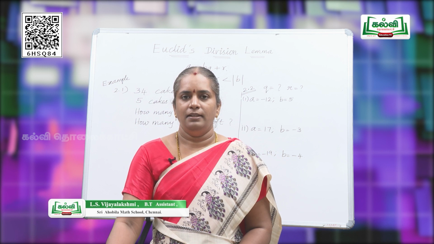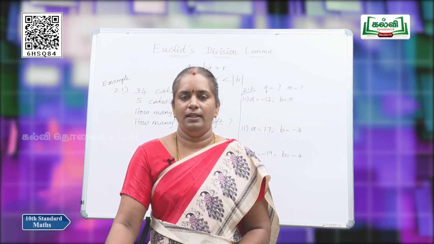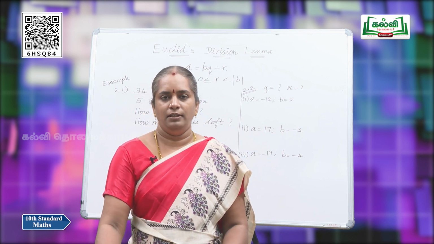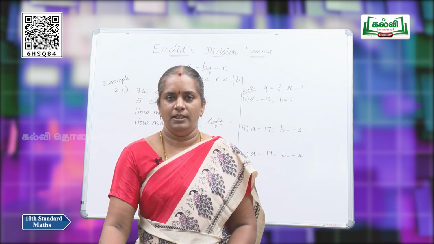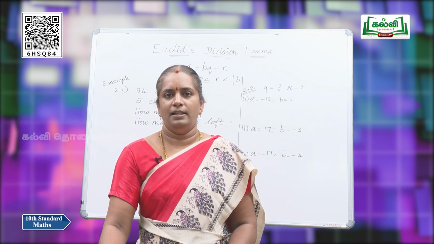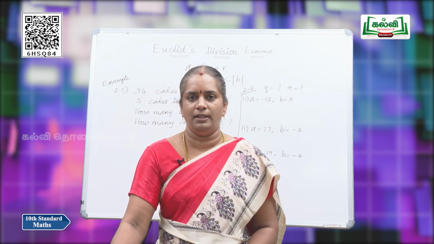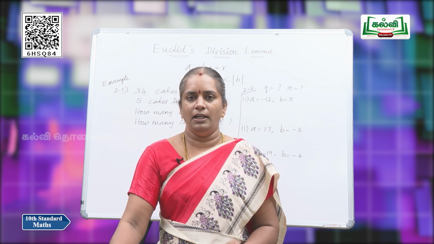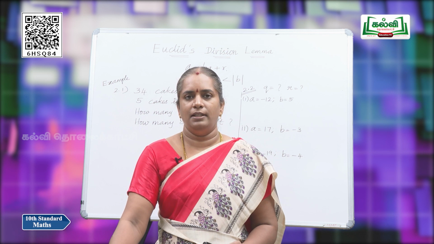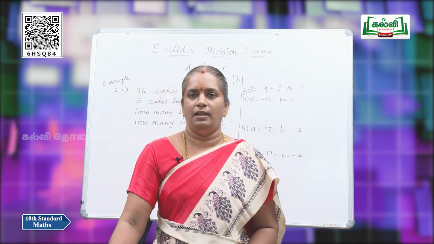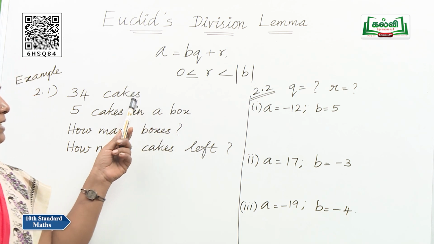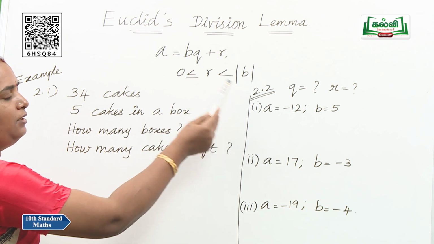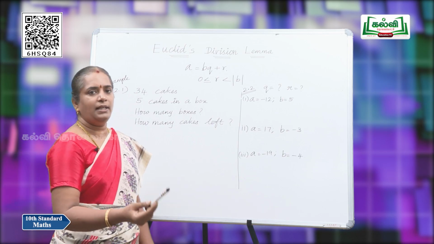So, the lemma says that if a and b are integers, then we can say a is equal to bq plus r for unique q and r. That is, a is equal to bq plus r is a restatement of the long division method, where r lies between 0 and b, but r should be less than b, that is, the numerical value of b. You know these already. I am going to repeat: a is equal to bq plus r, where 0 is less than or equal to r, which is less than the numerical value of b. We have seen this in the last session.